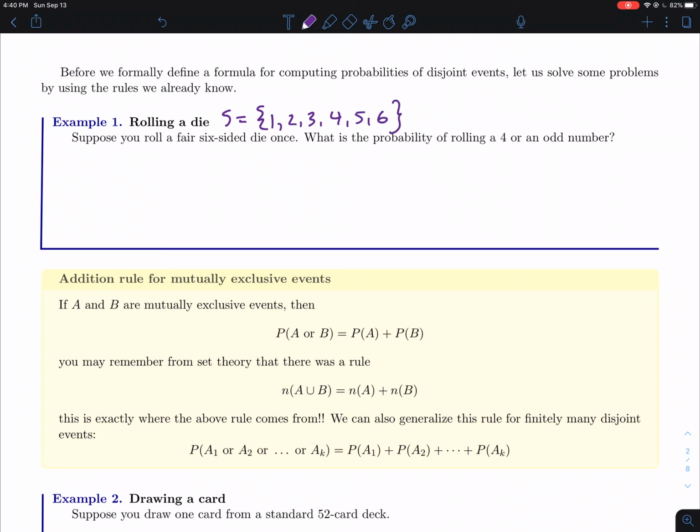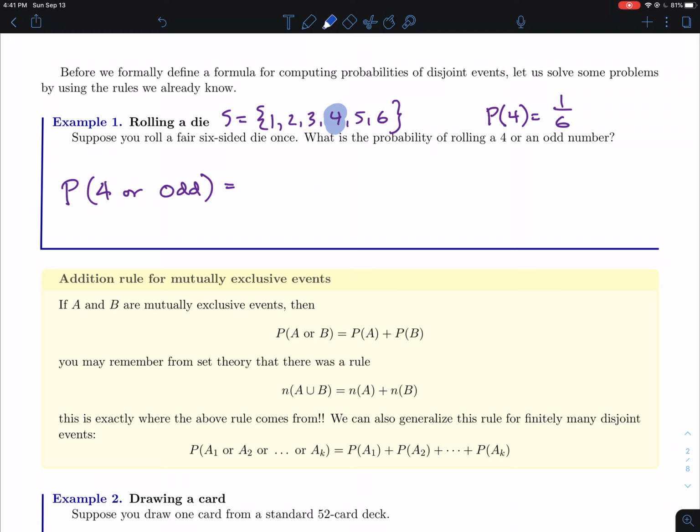So again, you don't have to do this, but I like to do it every once in a while just to remind me. My sample space is going to be 1, 2, 3, 4, 5, or 6. And so I'm asking what's the probability of getting a 4 or an odd number. So in this case, I'm looking for the probability of a 4 or an odd. The probability of rolling a 4 is just going to be 1 over 6 because there's only one 4 on our list.